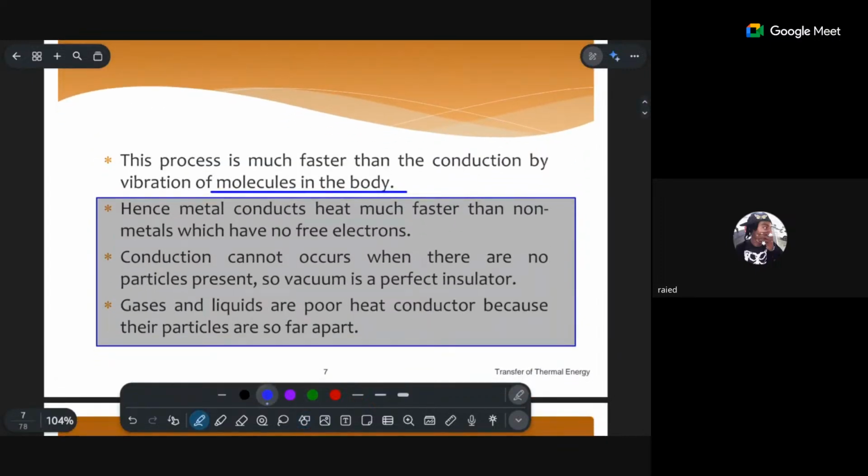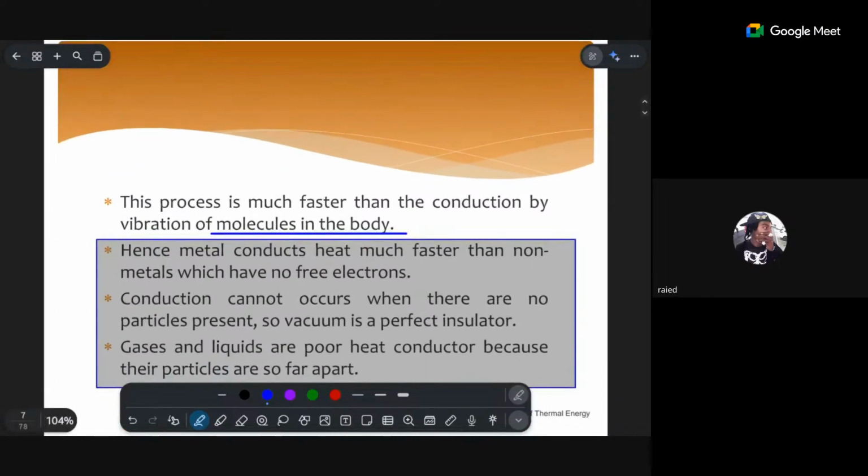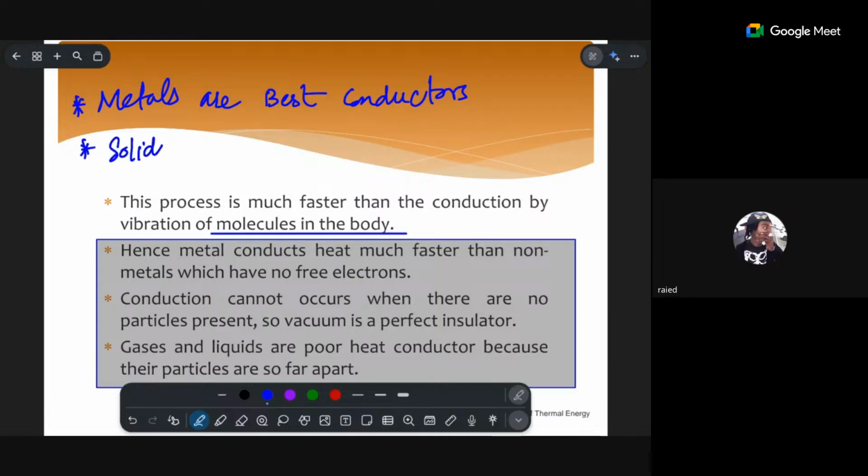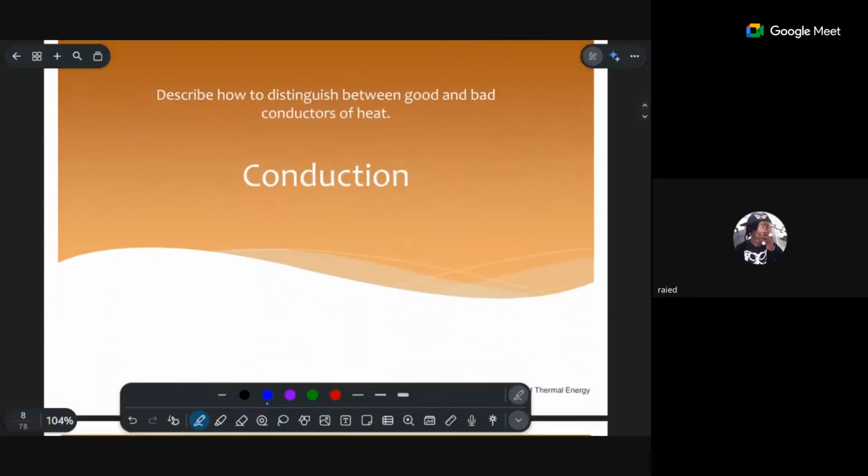I'm just dividing the material into categories. Metals are the best conductors, not anything else. And then amongst all substances, solids are fairly good conductors overall, but in the solids, metals are the best ones. So you have to keep these points with you.